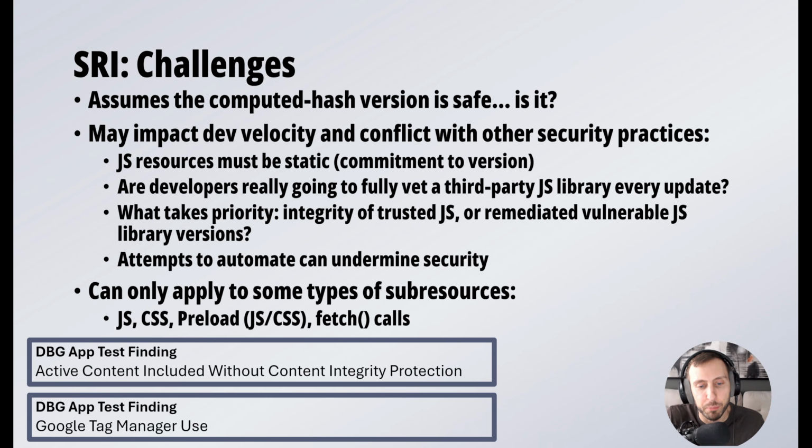There are a number of practical challenges with this approach, even though it is a best practice. And of course, you'll see that down at the bottom left here at Digital Boundary Group, we report findings related to this. One: active content included without content integrity protection. Another, of which there are a few variations, but this one is a common one: Google Tag Manager use, which is the use of scripts that you actually can't apply SRI to because they're dynamic.